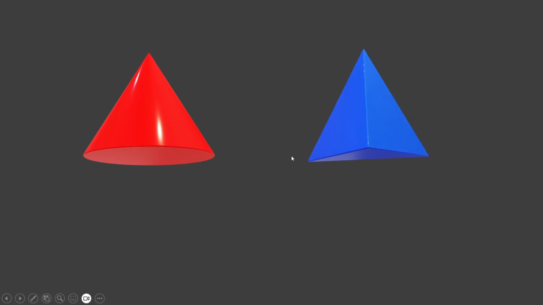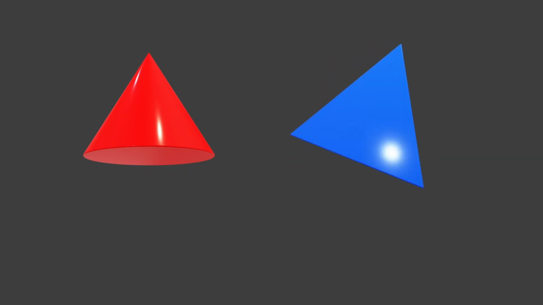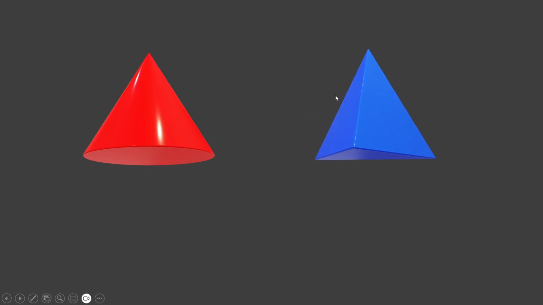Hello everyone. There are two 3D objects on the screen. Can you spot a major difference between the two? This one has a curved surface and a flat surface on the bottom as well. While this blue one has only flat surfaces. All the lateral surfaces are flat and the bottom surface is flat as well.